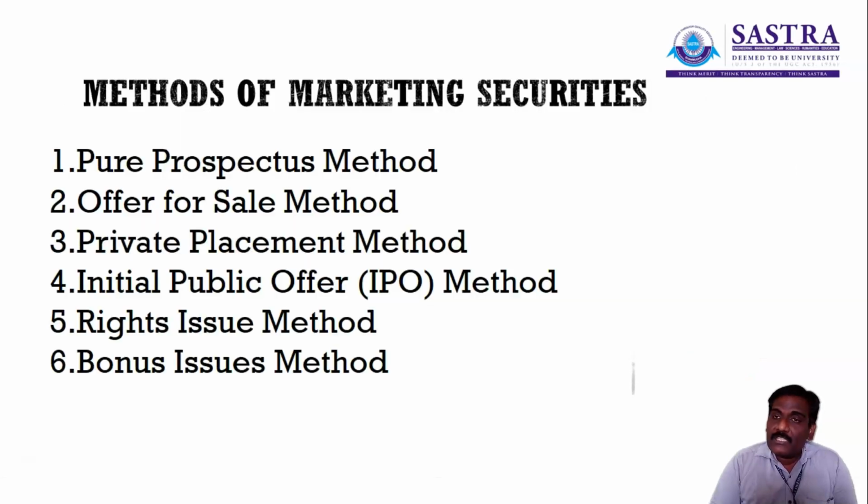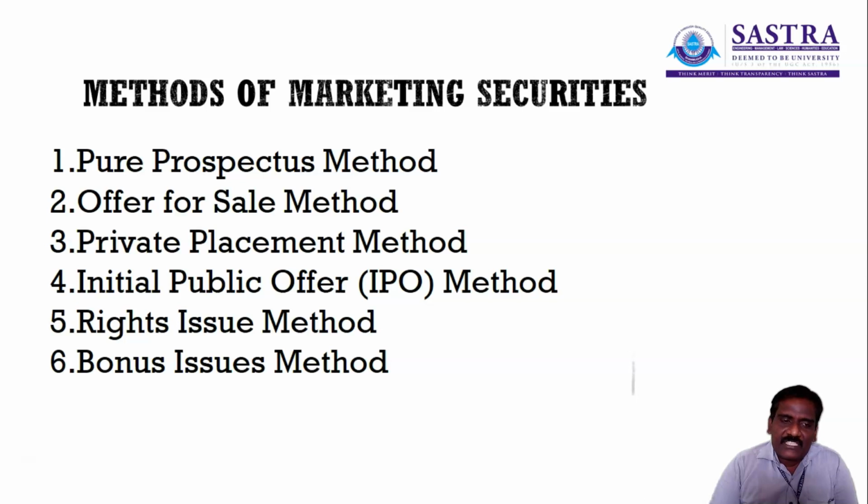So in this session, there are six major methods of marketing securities. First one, the pure prospectus method. You know, the prospectus is an invitation to collect capital from the market. The prospectus contains the information and it is considered an official invitation for inviting capital from the market. Then the offer for sale method, an institution oriented method.